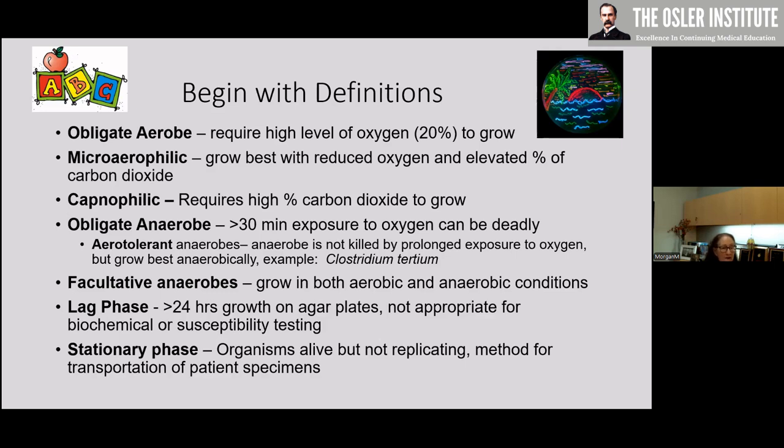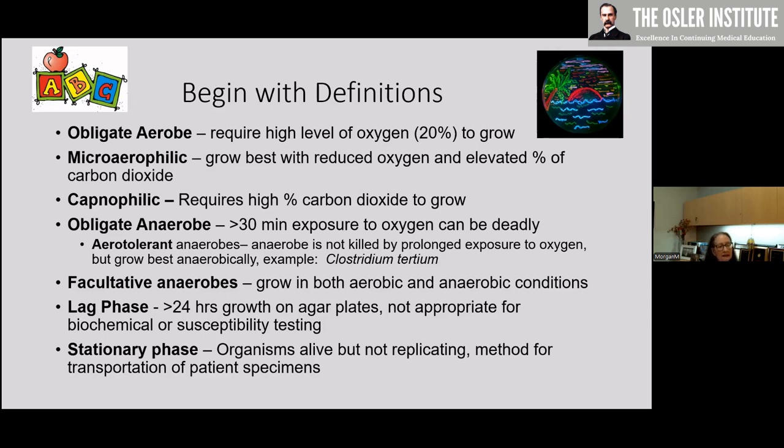There's also aerotolerant anaerobes. These you would basically call an anaerobe, but it's not really killed by prolonged exposure to oxygen. And they grow best anaerobically, though. An example of an aerotolerant anaerobe would be Clostridium tertium. There's facultative anaerobes. These are organisms that grow well both in aerobic and anaerobic conditions. And these are most of the organisms that you think about, your E. coli's and staph and streps.